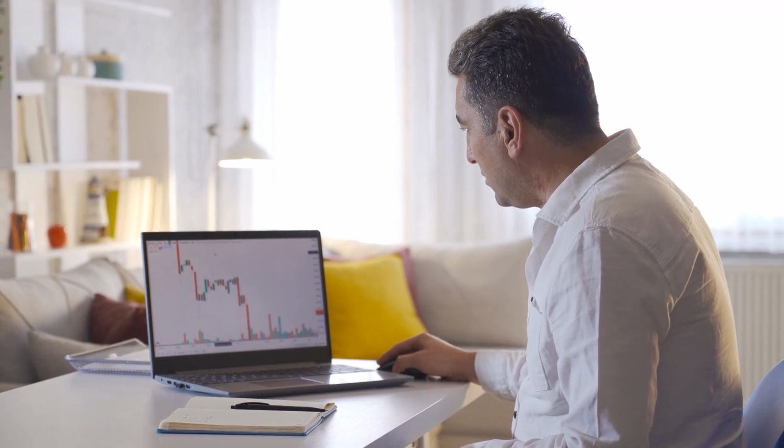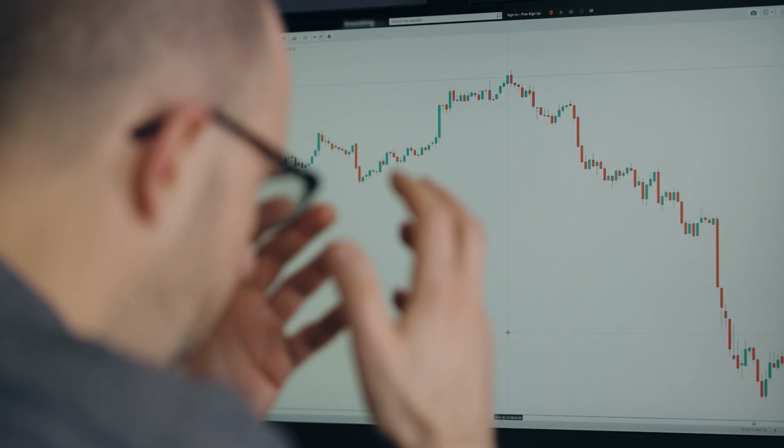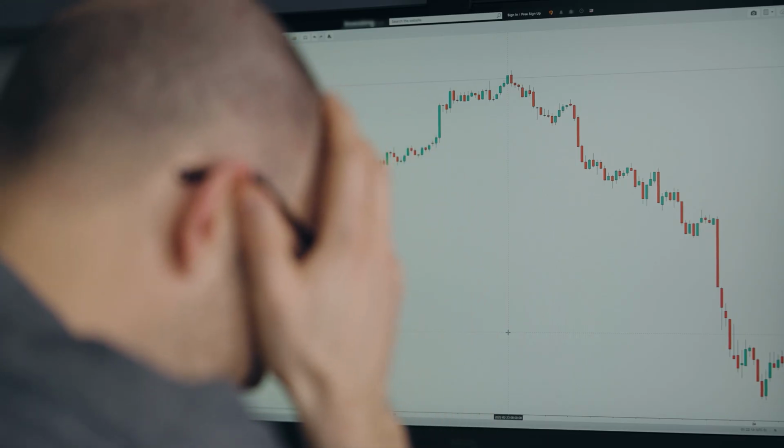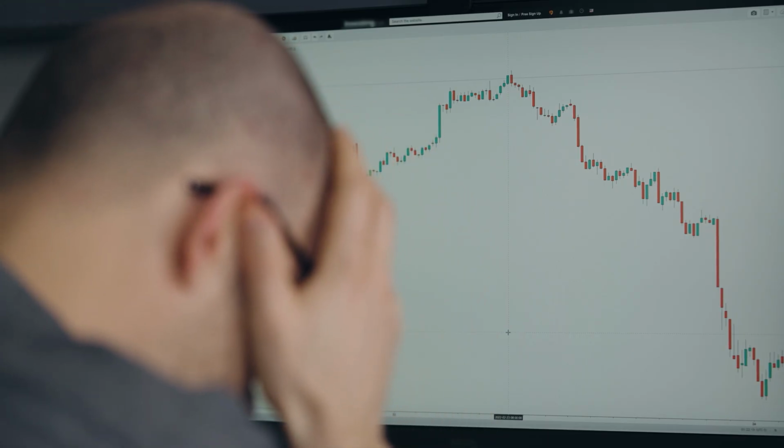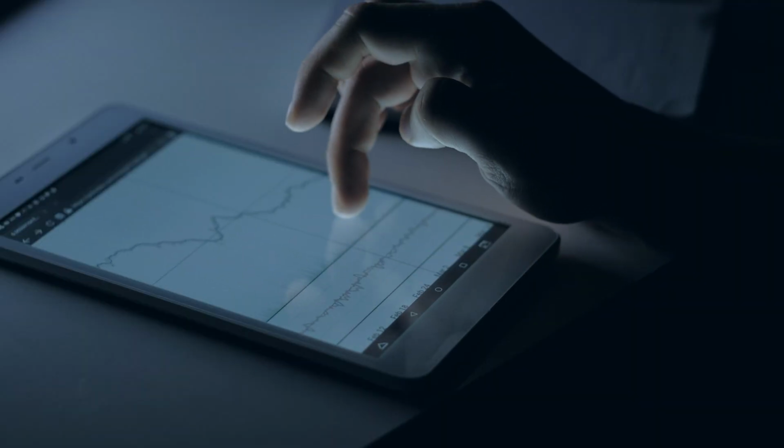SPX 0DTE has a reputation for being extremely dangerous, and it absolutely can be. But there's a major difference between trading 0DTE with uncontrolled exposure and trading a predefined structure where the maximum risk is known before you enter. That's why I prefer defined risk trades.